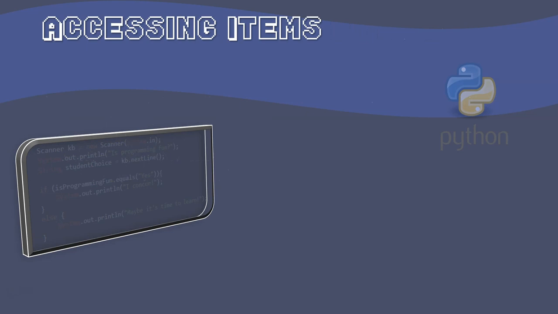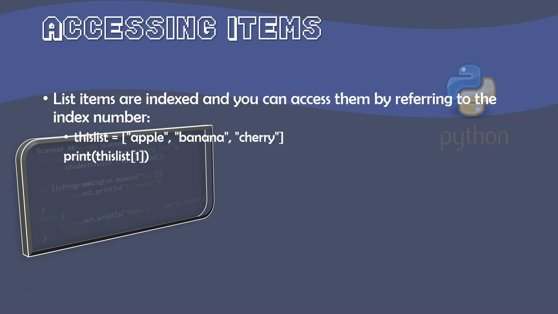Now, what about accessing the actual items of the list? Because it's great if we have a list, but it doesn't do us any good if we can't use that data in some way. Well, remember that the list items are indexed, and we can access them by referring to the index number. So, for example, this list is apple, banana, cherry. I can print this list 1, and it would go to the list, find whatever position 1 is, and give me that value.